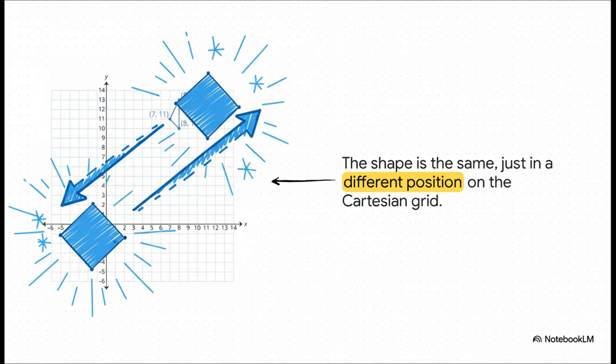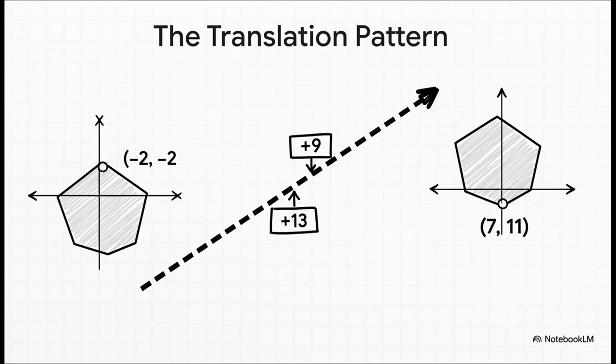But how exactly did it get there? See, this isn't just random movement. There's a rule, a simple, predictable pattern. If we look at just one corner, or vertex, it moved from -2, all the way to 7, 11. So how did it do that? The rule was simple. Add 9 to its x value and add 13 to its y value. And that exact same rule was applied to every single point on that shape.